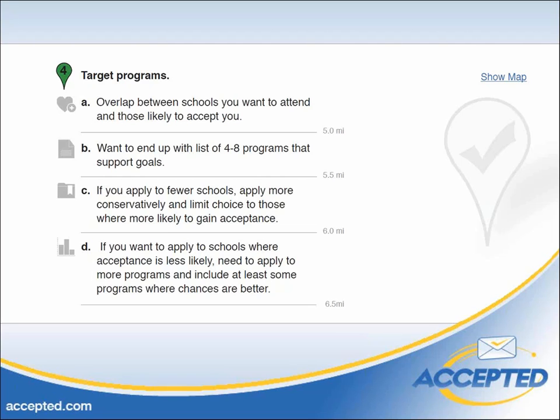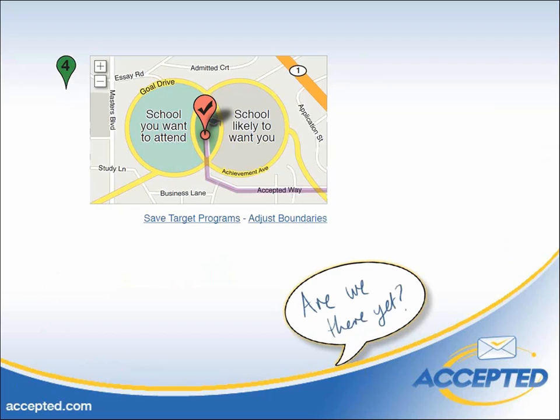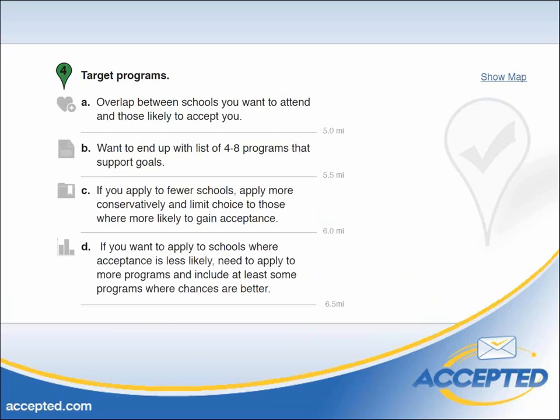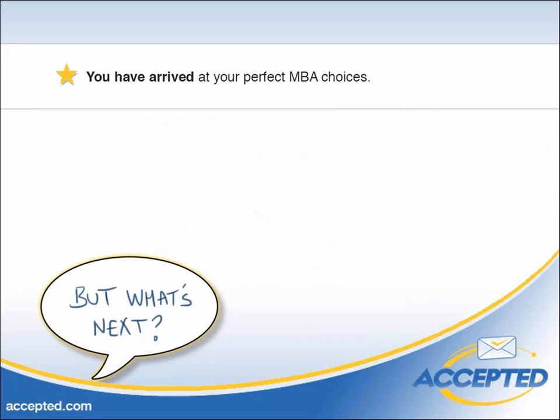So assess your qualifications. If you come up with a situation where these two circles don't intersect, then you have a few options. You need to improve your profile, and that is the subject of a different webinar, or you need to change the schools that you want to attend. And then you have to assess whether your goal is realistic for you, or whether other schools will help you achieve that goal. So again, you need to be objective and realistic sometimes, and that can be a little bit difficult. But once you have this list of 4 to 8 schools where you want to apply, you really have arrived at your perfect MBA choices.